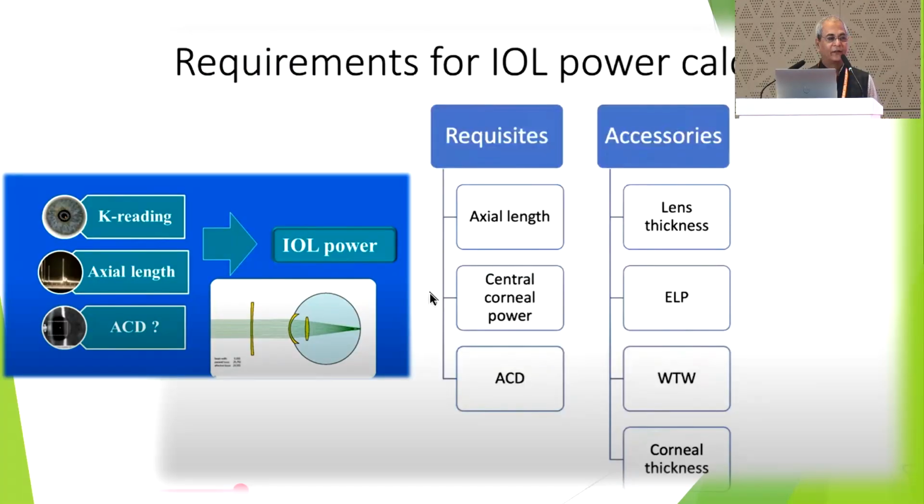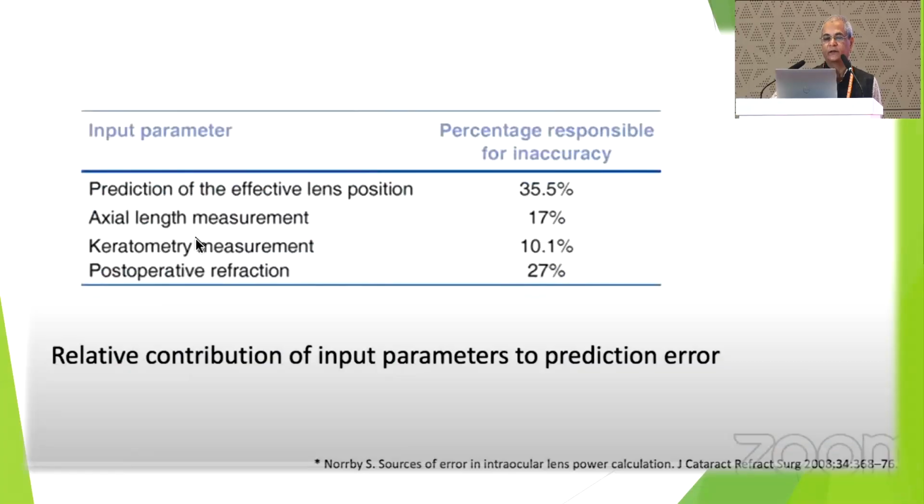So IOL calculation is the basic: if this is not correct, whatever good surgery you do is not going to work. So all these things are there: keratometry, axial length, AC depth. Now in addition to that, all the newer formulas include lens thickness, effective lens position, white to white and corneal thickness. Here, if you see, the effective lens position is the co-founder which is causing the problem. It's caused 35%. Other factors are there, but effective lens position is very important. So it has to be calculated.